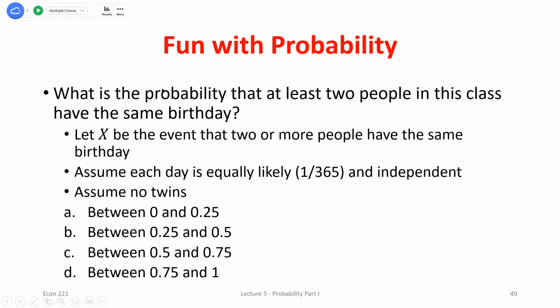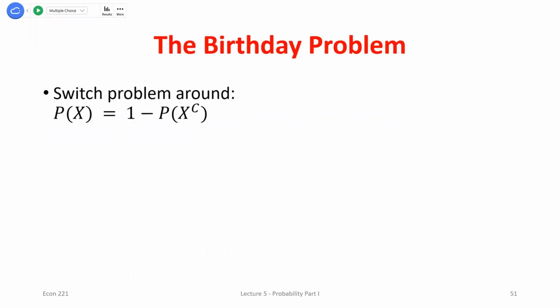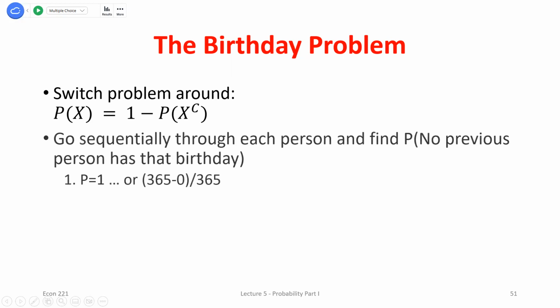So it's kind of interesting. If we go through this, we can always write an event as 1 minus its complement. So if we think about the event X being that two people have the same birthday, X complement would be that nobody has the same birthday. So we're going to solve for the probability of what we're interested in, that two people have the same birthday, by 1 minus its complement.